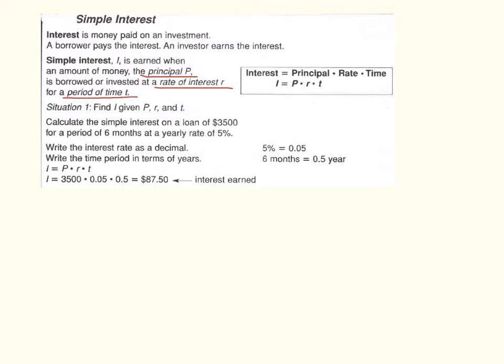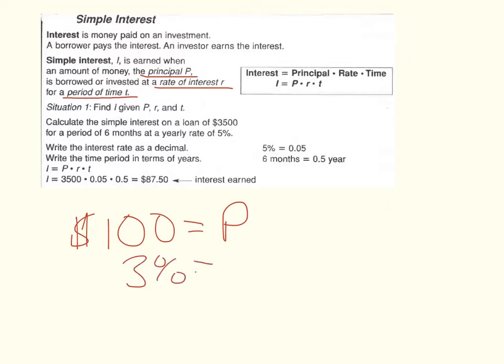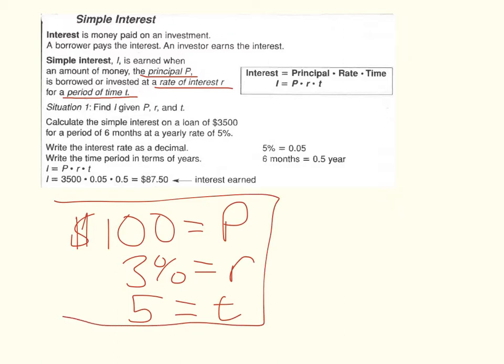So if I put $100 into a bank account, then that is my principal. If they pay me 3% every year, that is my rate of interest. And if I leave it in the bank for 5 years, then that is the period of time, or T. These are the variables we're going to be using. P is for the principal, the amount, R is for the rate, and T is for the time.